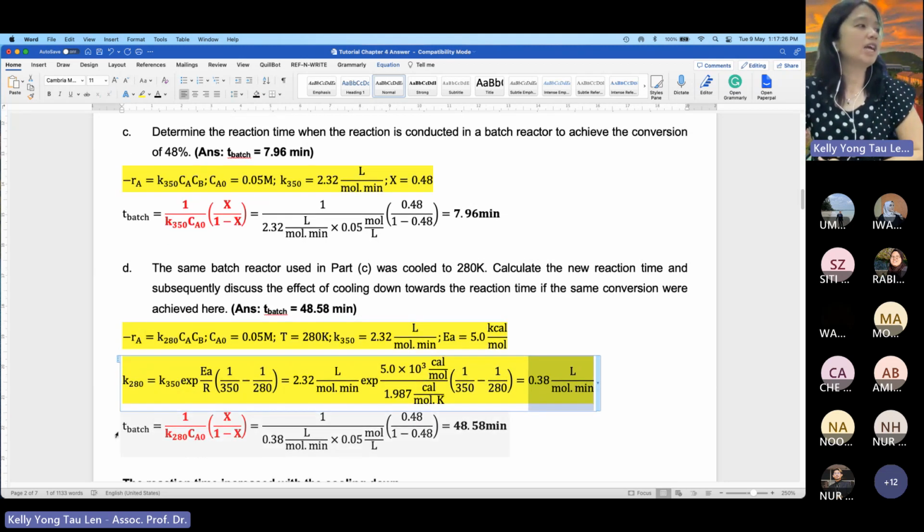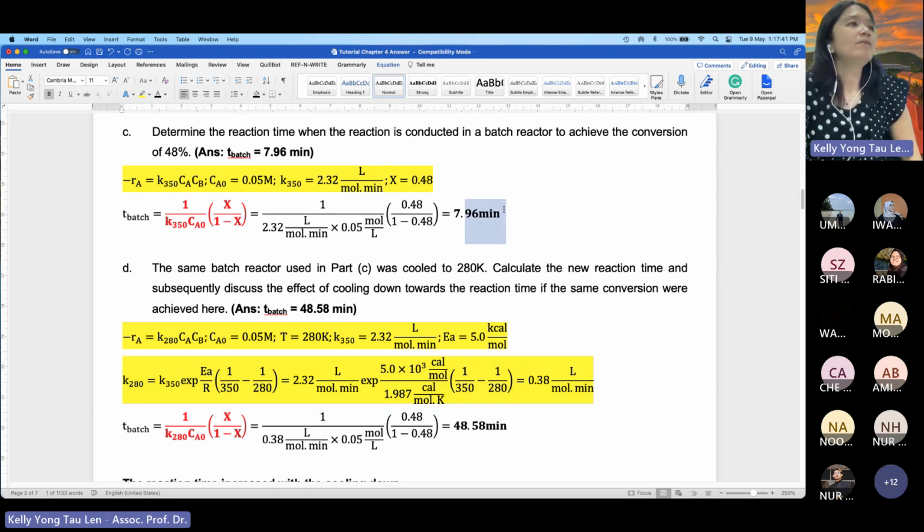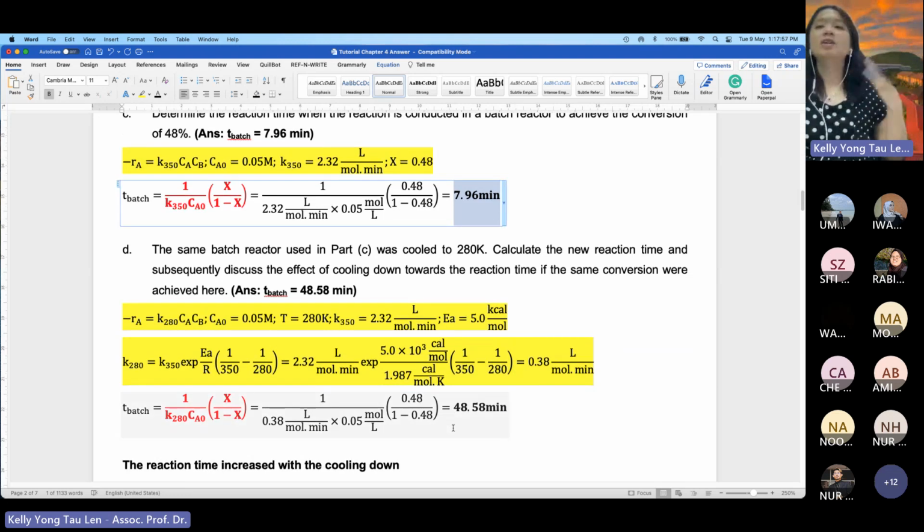So you calculate back the reaction time by substituting the new K at 280, you will get the reaction time as 48.58 minutes. So you can see here, tadi at 350, the time needed for me for the same reaction, conversion 48% was only 7.96 minit. Tapi bila saya tukar kepada 280, masa dia menjadi 48 minit. So what's the answer? Meaning the reaction time will increase when you cool down the reaction temperature.